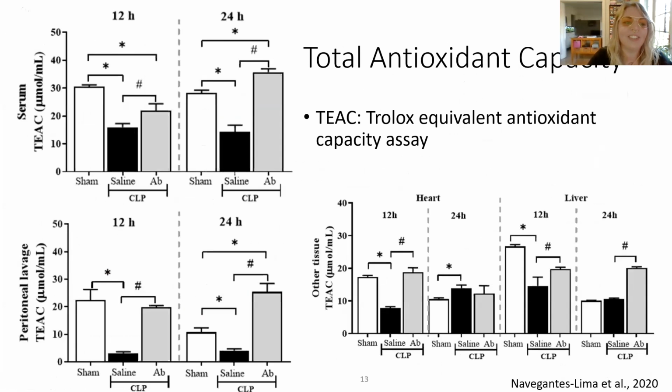But yeah. So next they wanted to look at the total antioxidant capacity of the serum, the peritoneal fluid, heart, and liver of these mice, since the mushrooms are thought to possess antioxidant capabilities. And so they analyzed antioxidants using a Trolox equivalent antioxidant capacity assay. And they saw that pre-treatment with the agaricus solution significantly raised antioxidant capacity in pretty much all cases.